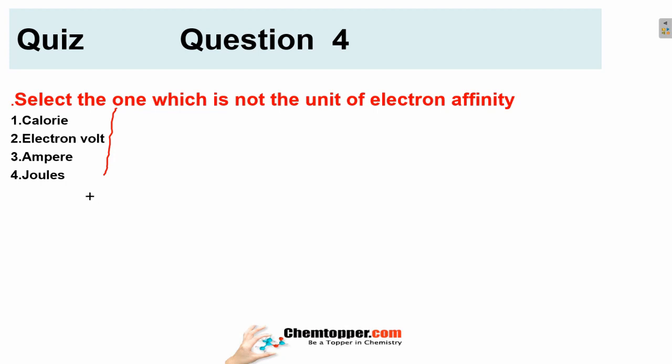So which answer is not matching with the unit of energy? That is ampere, because ampere is the unit of current. So it means only third option is correct, because they are asking us to identify which is not the unit, because calorie, electron volt and joules, all these are units of energy. So the correct answer is amperes.